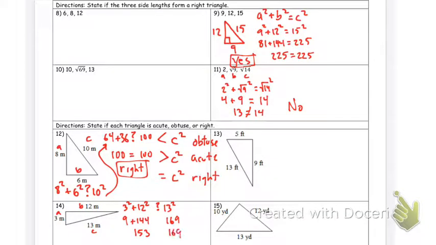This is 169. Again, we want to focus on the C squared. Is the C squared bigger, smaller, or equal? And the C squared is bigger. Therefore, we have an obtuse triangle. Hopefully that helps.